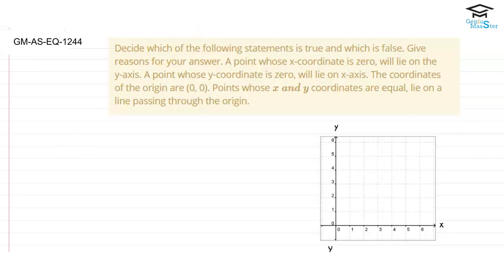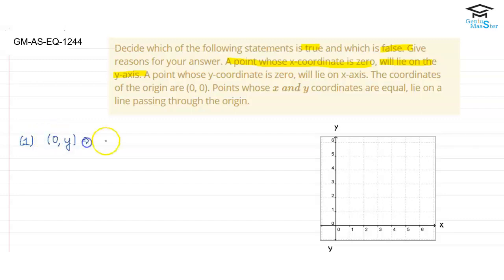In this question, we have to tell whether the following statements are true or false. The first one is: a point whose x coordinate is 0 will lie on the y-axis. Let's see if it is true or not. The point whose x coordinate is 0 can be in the form of (0, y).